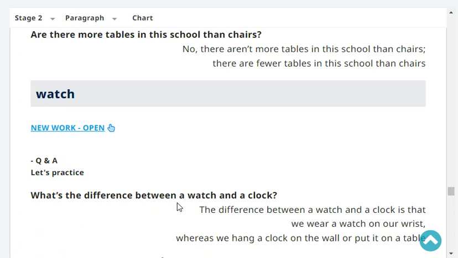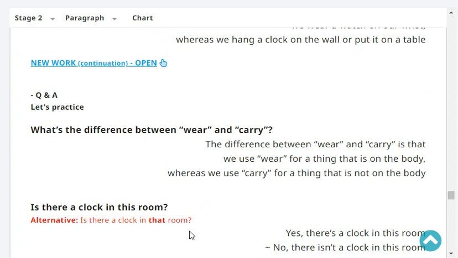What's the difference between a watch and a clock? The difference between a watch and a clock is that we wear a watch on our wrist, whereas we hang a clock on the wall or put it on the table. Very good.